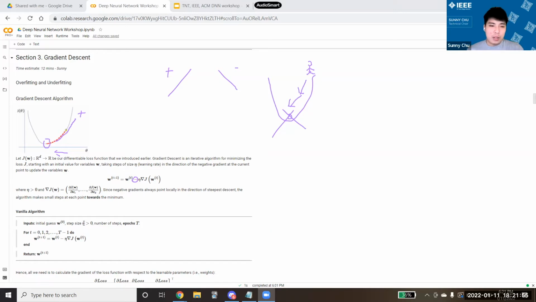Okay, so for the entire vanilla algorithm, because we want to update the W. J is the loss function, in terms of W. So once we find the best W, we have found the minimum of the loss function. The entire vanilla algorithm depends on the epoch. Epoch is another important term in machine learning. I will explain it later. For now, you can think of it as the number of times that we run this algorithm.